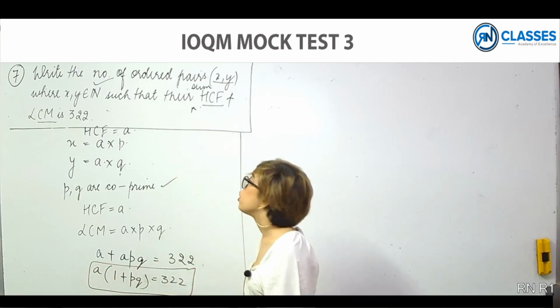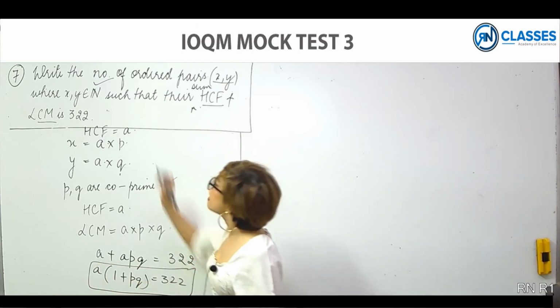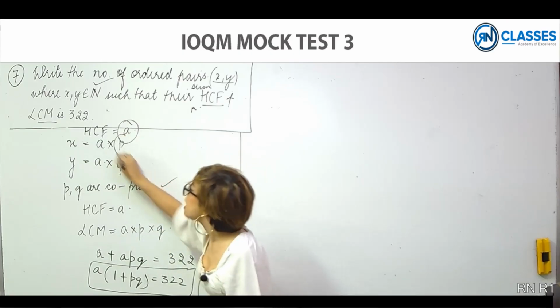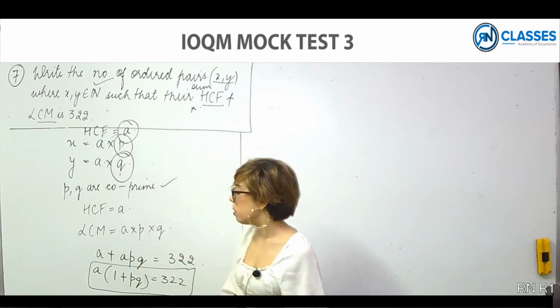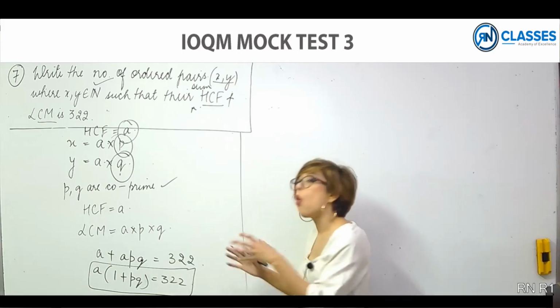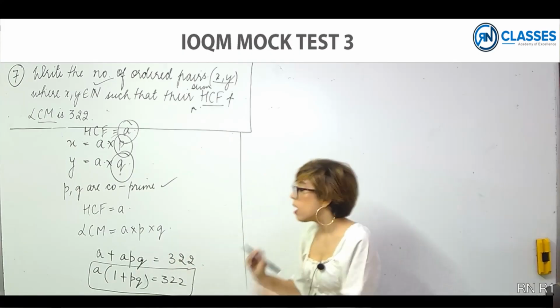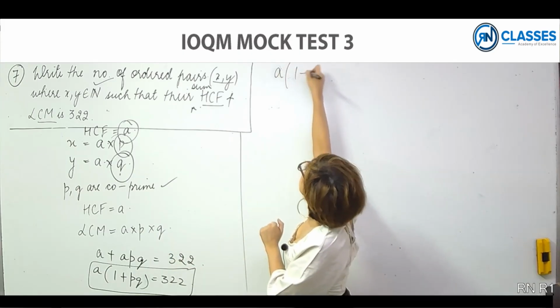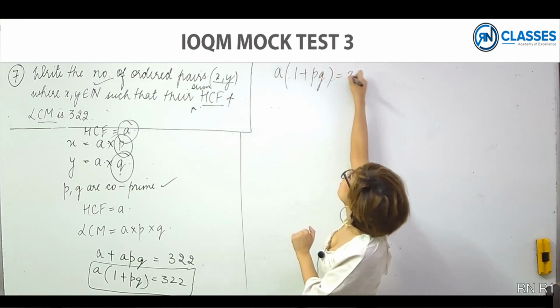Mind it, I have a big condition. Why? X and Y are natural numbers. That means A has to be a natural number. That means P has to be a natural number. Q has to be a natural number. I need to solve this equation over the collection of natural numbers. My equation is A into 1 plus PQ, that is equal to 322.